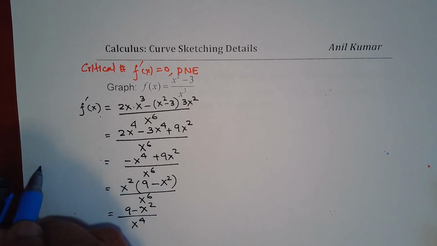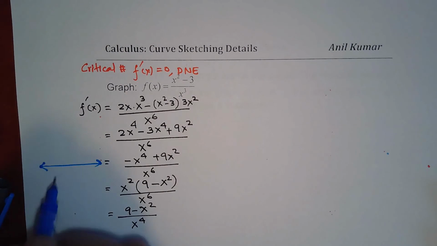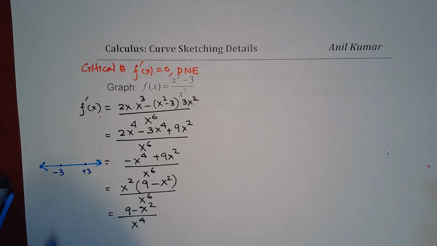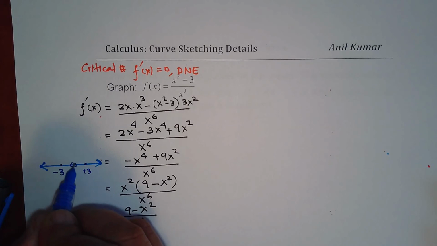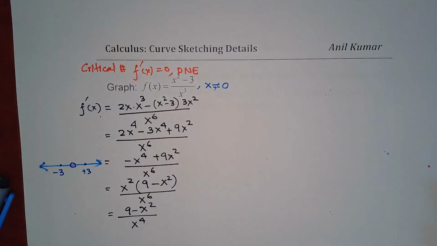Let me draw a line here. Try to analyze the first derivative. Now what we see is that we have zeros at plus minus 3, right? So plus minus 3 are the zeros. Let's say this is minus 3 and this is plus 3. And we do have a vertical asymptote at 0. So let me make a circle here saying that x is not equal to 0 in the domain. Is that clear?